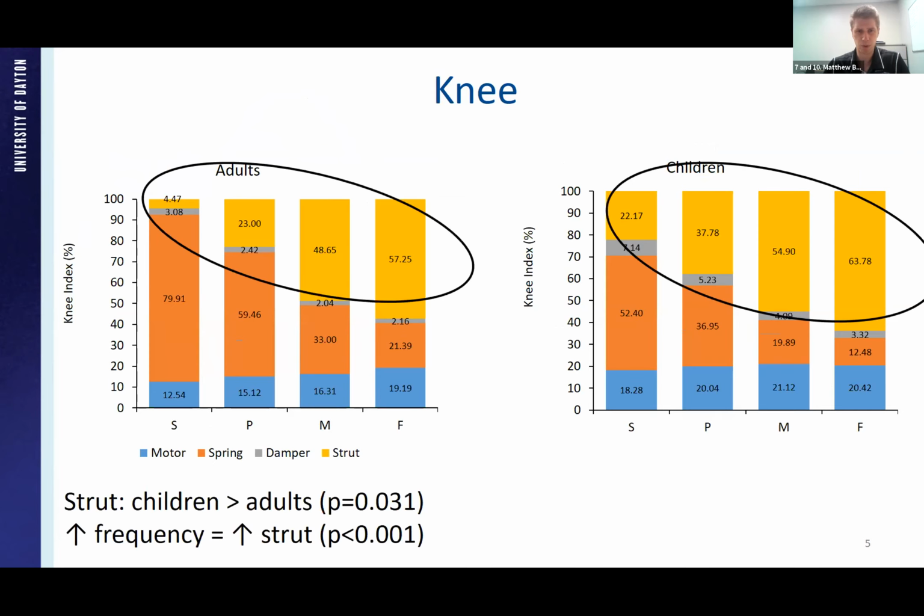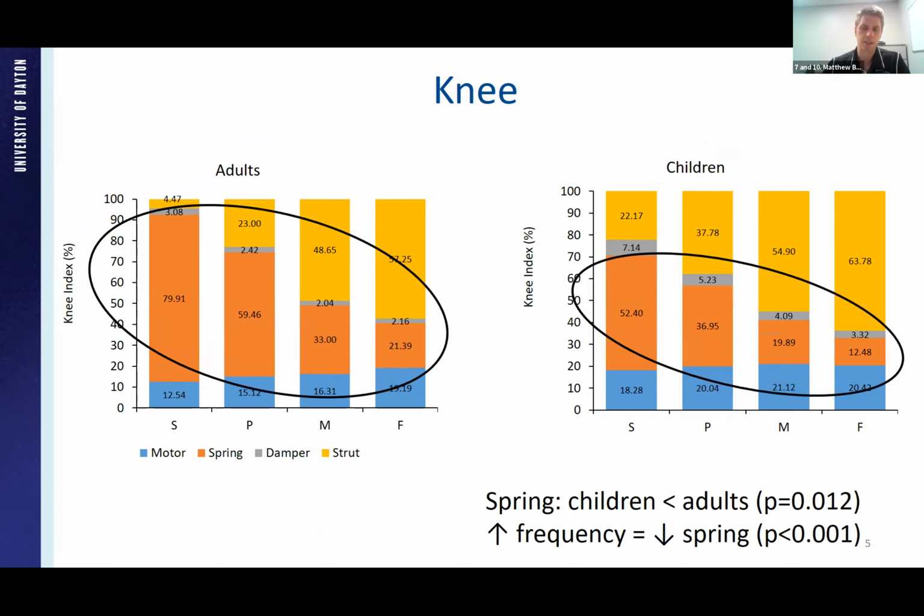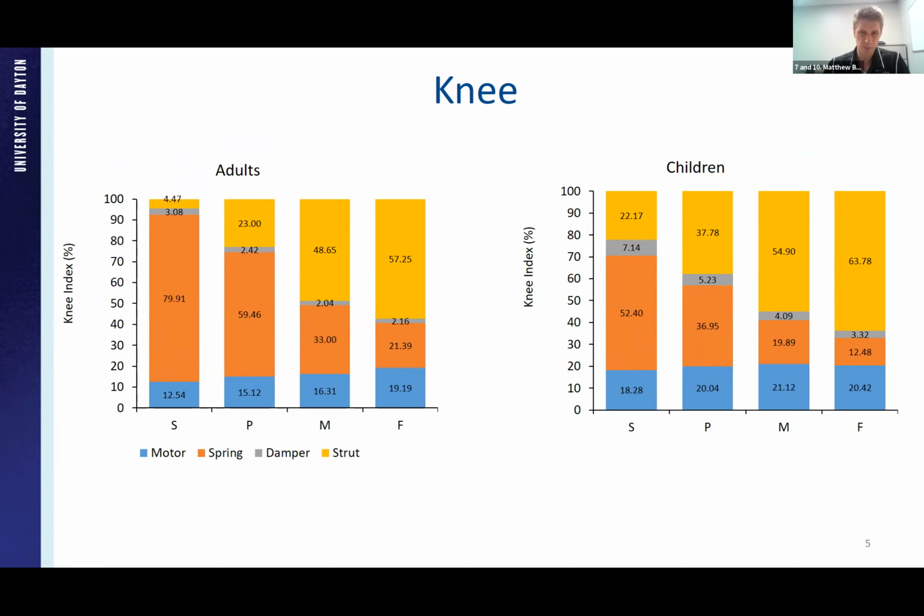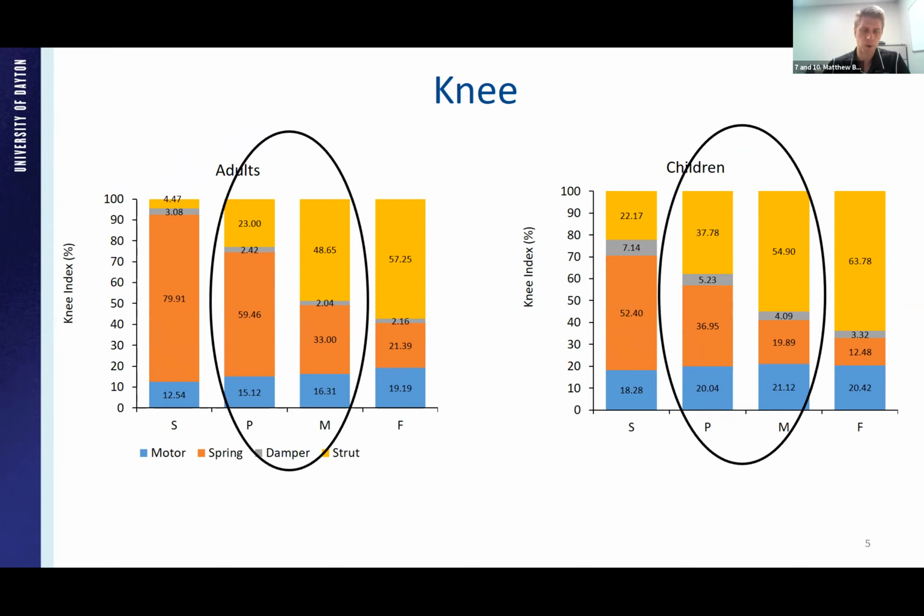For the knee, similar results as far as the strut and spring. Children had greater strut function across conditions. As frequency increased, strut increased. Children had less spring function than adults. As frequency increased, spring function decreased. Looking at the primary function, again, for the preferred, adults used primarily a spring-like function, while children were pretty much split. So this separated based upon the individual. Some had a primary spring, some had a primary strut, which was interesting. And we're trying to figure out what's driving those individual differences. As frequency increased, both adults and children switched primarily to strut function at the knee.